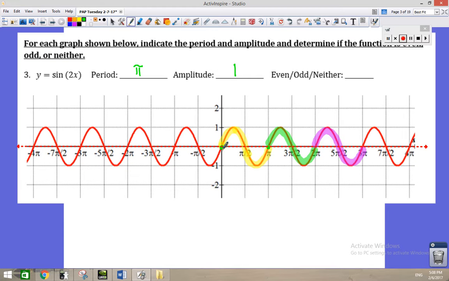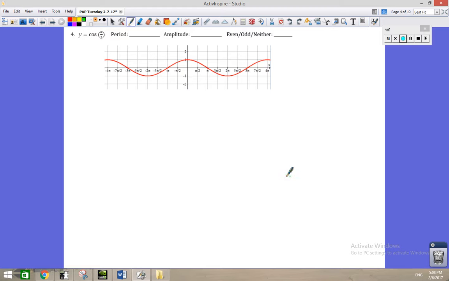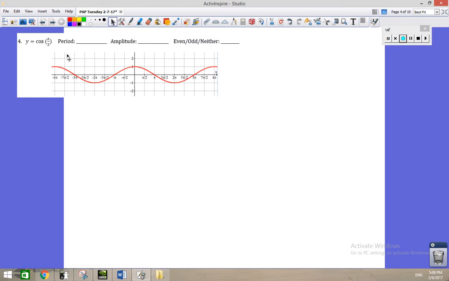Now, this graph passes through the origin, and it's symmetric with respect to the origin. If you rotate it 180 degrees, you get the same graph. The coordinates of this point, x, y, are the opposite of the coordinates here, -x and -y. So this is an odd function. And there's our answers for 3. If we go to 4, let's make this bigger so we can see it.